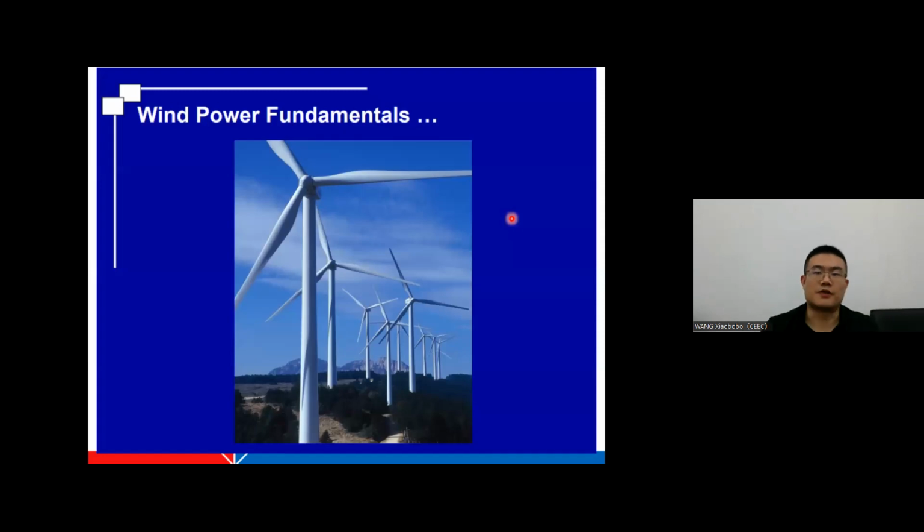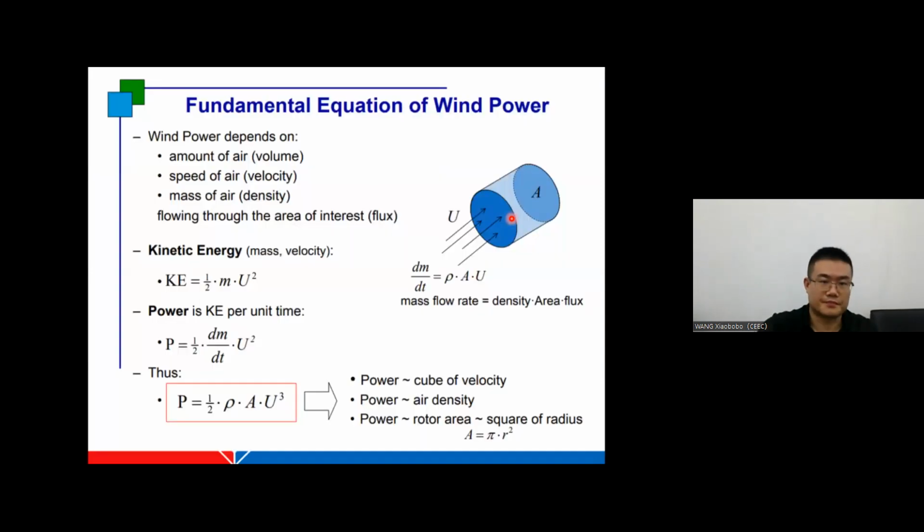The wind power fundamental. We get the fundamental of the wind generation, but how we can get from the wind to the power, that's the key issue. The fundamental equation of the wind power. So this is a very important equation. In this case, the speed of air, or the velocity, is the most important parameter.